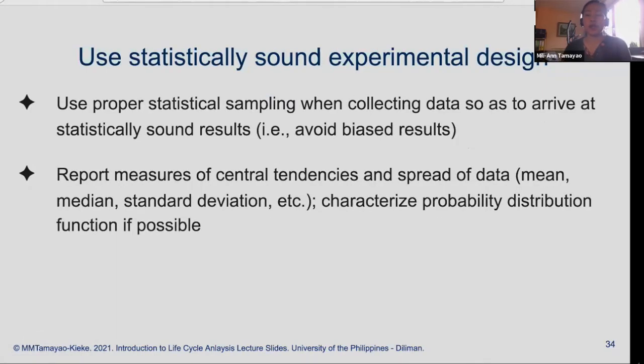Next pointer is that you have to use statistically sound experimental design. So you have to be able to use proper statistical sampling when collecting the data so as to arrive at statistically sound results. That means that you will be able to avoid biased results. And of course, you have to be able to report the measures of central tendencies and the spread of the data. So the mean, the median, standard deviation. And characterize the probability distribution function of the data if possible.